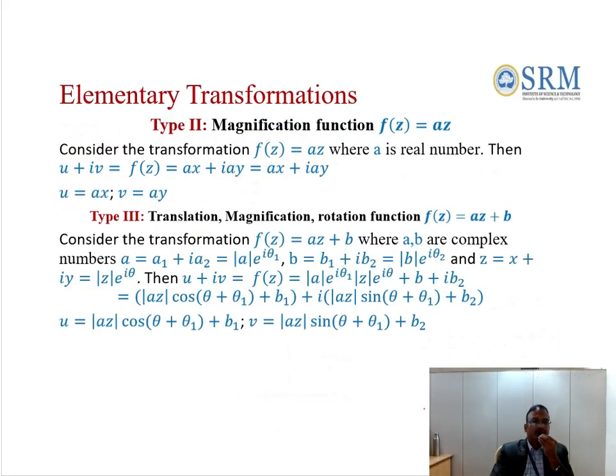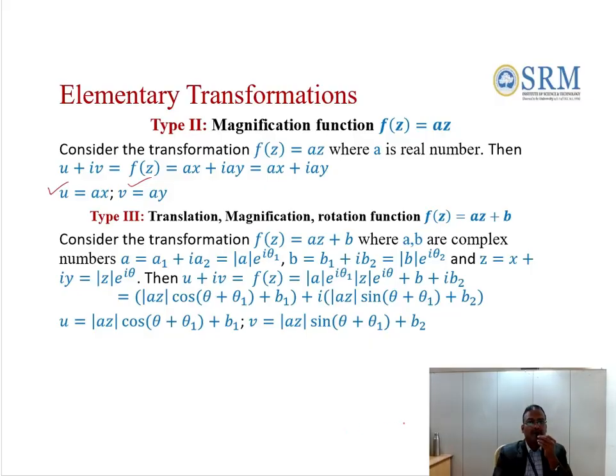Then the next elementary transformation is the magnification function. Suppose f(z) = az and a is a real number, then it is called magnification. If f(z) = az and a is a complex number, then it is magnification as well as rotation. Here I have taken a as a real number, therefore it is simply the magnification. Then f(z) = u + iv, which is equal to ax + iay. If we group the real and imaginary parts, then you will have u = ax and v = ay.